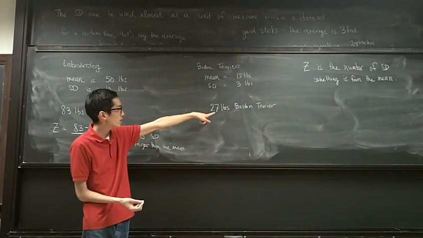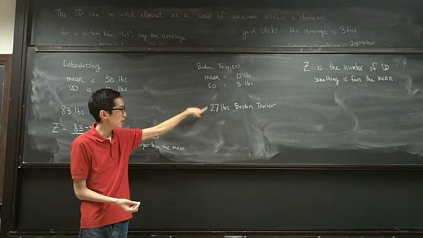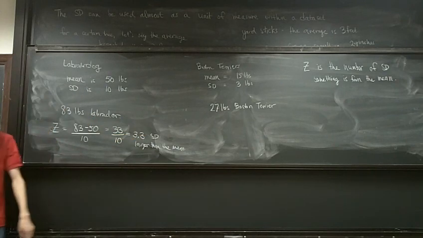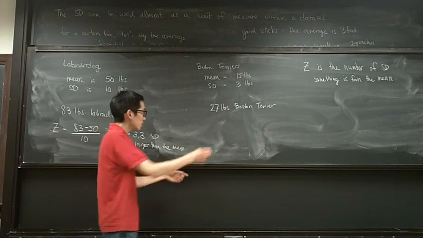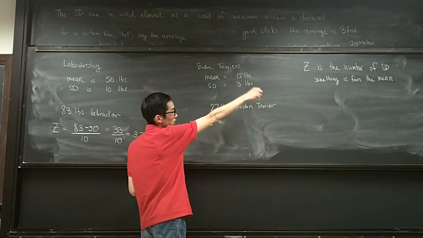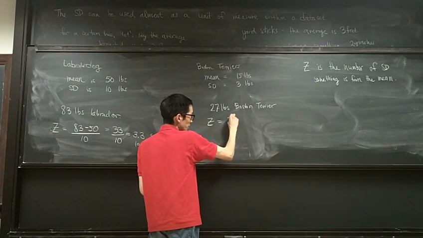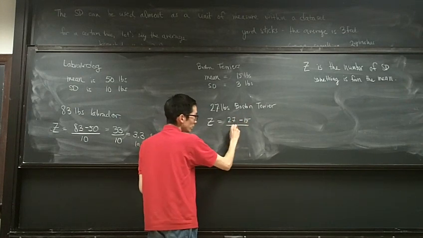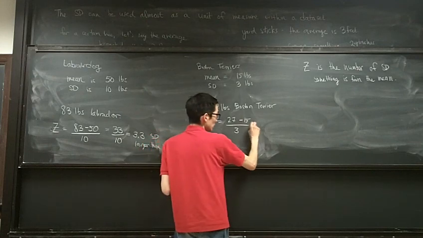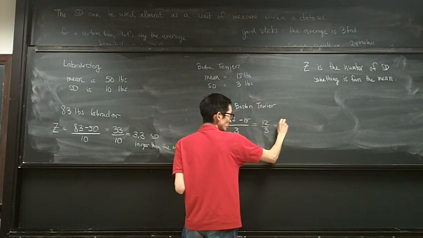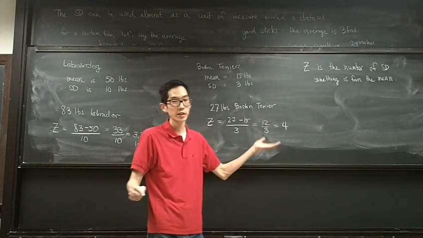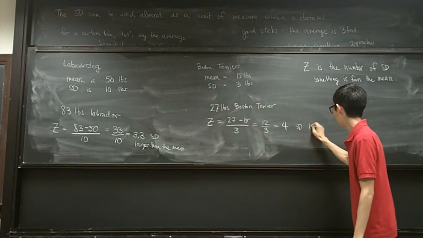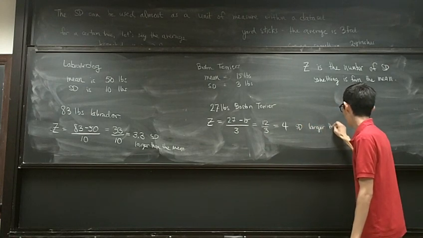So how many standard deviations is this Boston Terrier away from the mean? Okay, so the z-score here is the number of standard deviations it is from the mean. So it is 27 pounds, and we subtract off the mean of 15, and I divide by 3, right? So I get 12 over 3, which is 4. This Boston Terrier has a z-score of 4. It is 4 standard deviations larger than the average Boston Terrier.